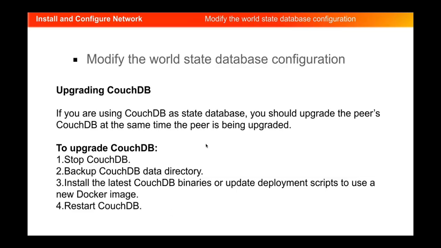So if you have already updated the CouchDB, then how are you going to upgrade the CouchDB if you want a newer version or if you want a new instance? For that, you have to follow these four processes. You have to first stop the CouchDB, then take the backup of the CouchDB data directory, and install the latest CouchDB binaries or update the deployment script to use a new Docker image. Later, you have to restart the CouchDB, and after this process, your peer will be using the latest CouchDB instance.